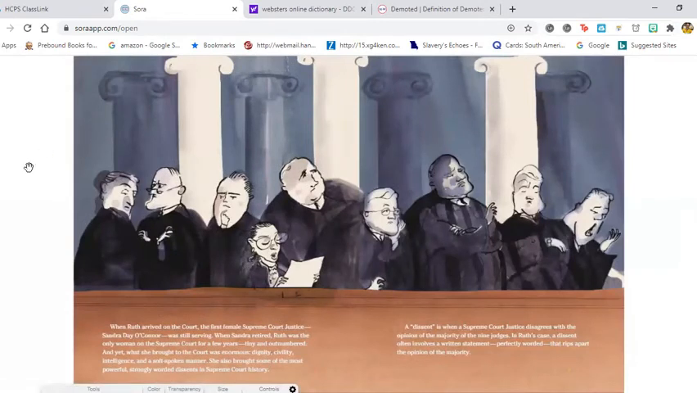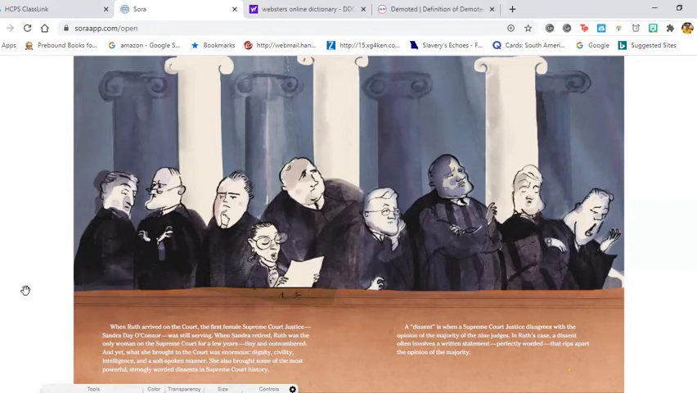Look at this beautiful illustration. And look, notice all these men, and look at their faces, having their backs slightly turned. He even looks like he's kind of peeking over at Ruth Ginsburg, and there she is sitting there all alone. When Ruth arrived at the court, the first female Supreme Court Justice, Sandra Day O'Connor, was still serving. When Sandra retired, Ruth was the only woman on the Supreme Court for a few years, tiny and outnumbered. And yet, what she brought to the court was enormous: dignity, civility, intelligence, and a soft-spoken manner.